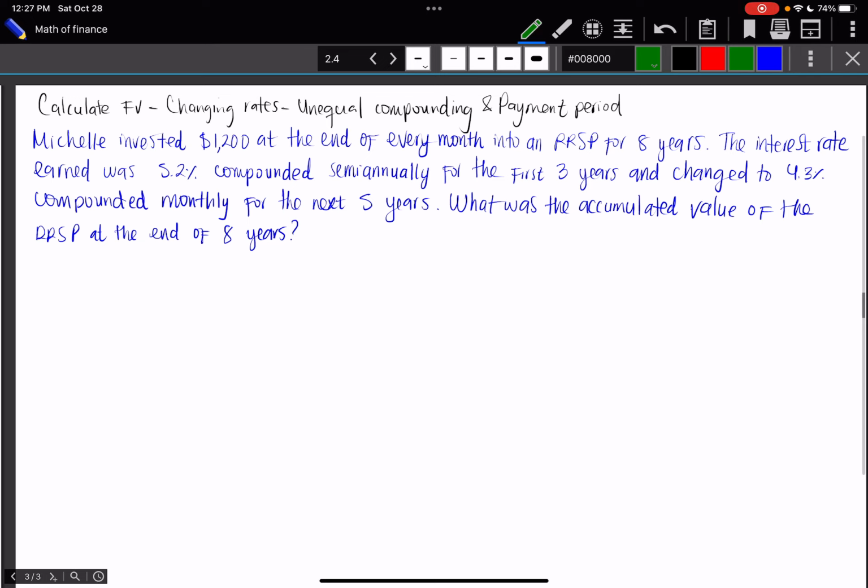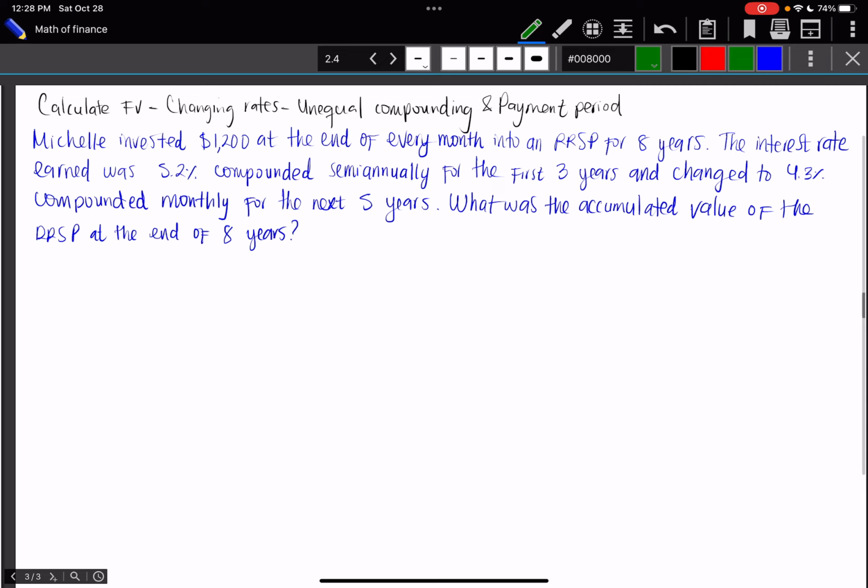Let's consider the example we have right here, where Michelle invested $1,200 at the end of every month into a registered retirement savings plan for 8 years. The interest rate earned was 5.2% compounded semi-annually for the first 3 years and changed to 4.3% compounded monthly for the next 5 years. The question is, what was the accumulated value of the RRSP at the end of 8 years? So in this problem, we need to work with multiple variables, and we have an annuity that changes type, as we will see.